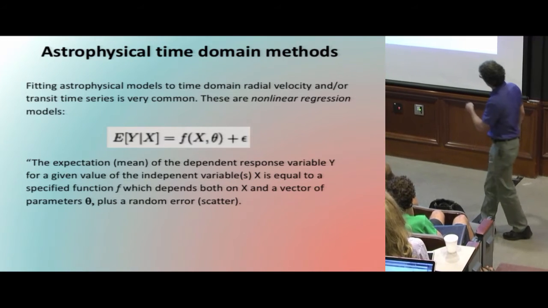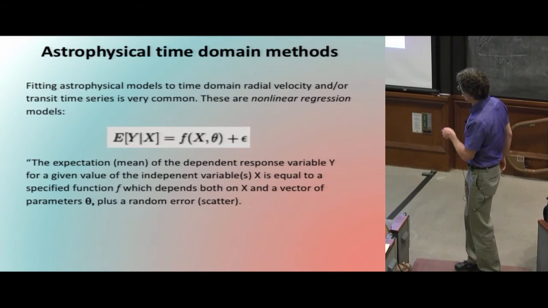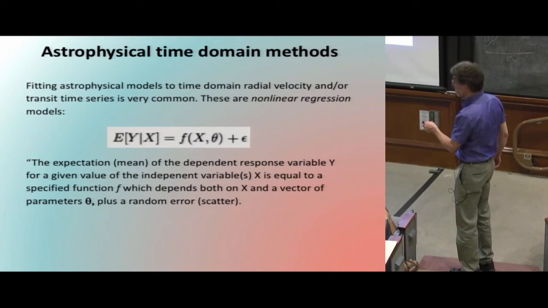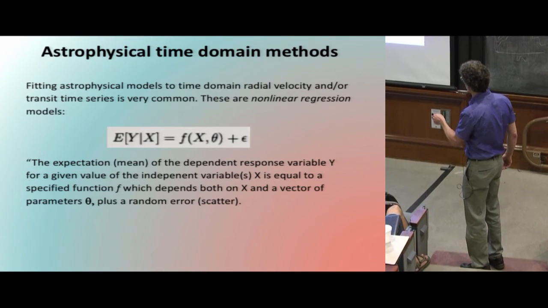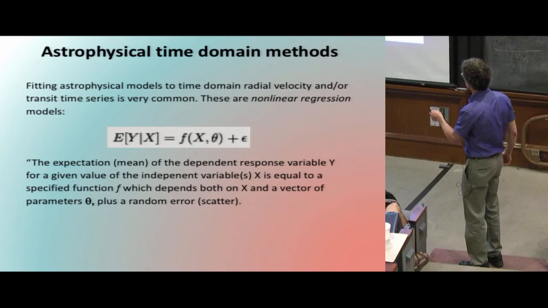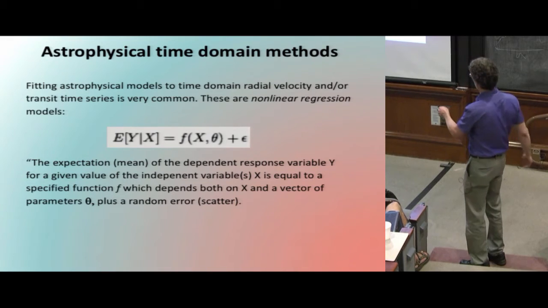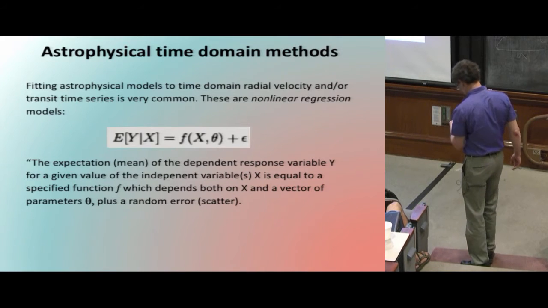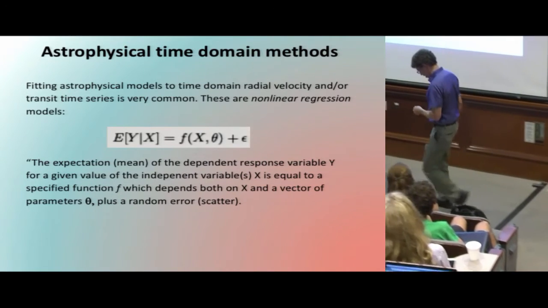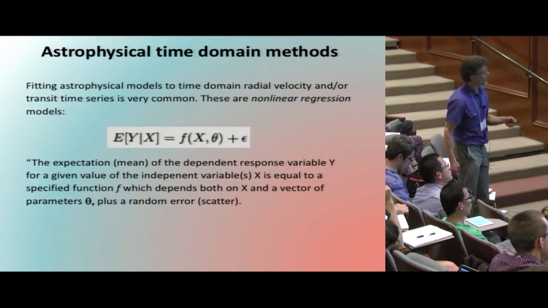Here is what a regression is. This is the way a statistician writes down a regression in principle, and I'll read it to you in English. The expectation, or the mean, of the dependent response variable y for a given value of the independent variable or variables, there could be 100 of them, x, is equal to a specified family of functions which depends on x and a vector of parameters theta, which I think Jesse showed us theta in another context, plus a random scatter that's usually considered to be a normal distribution with zero mean, homoscedastic, normal in most cases.